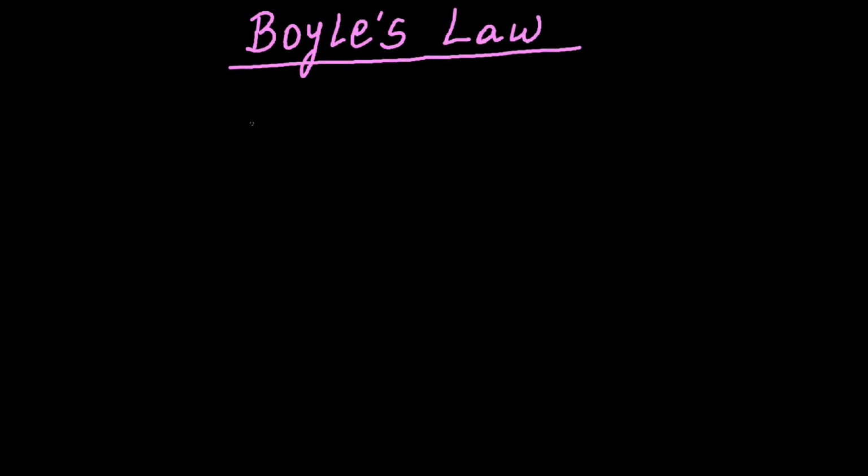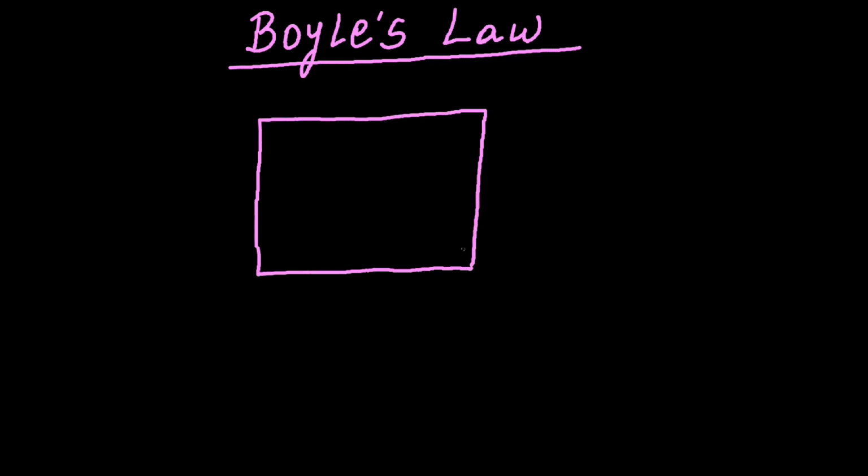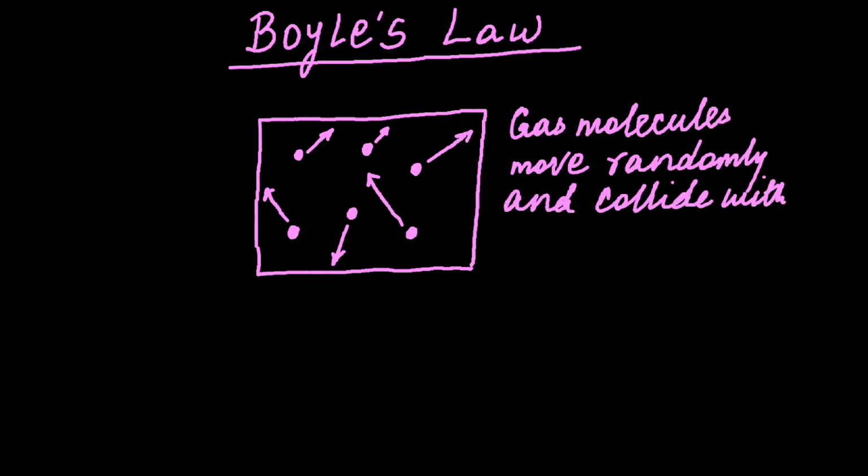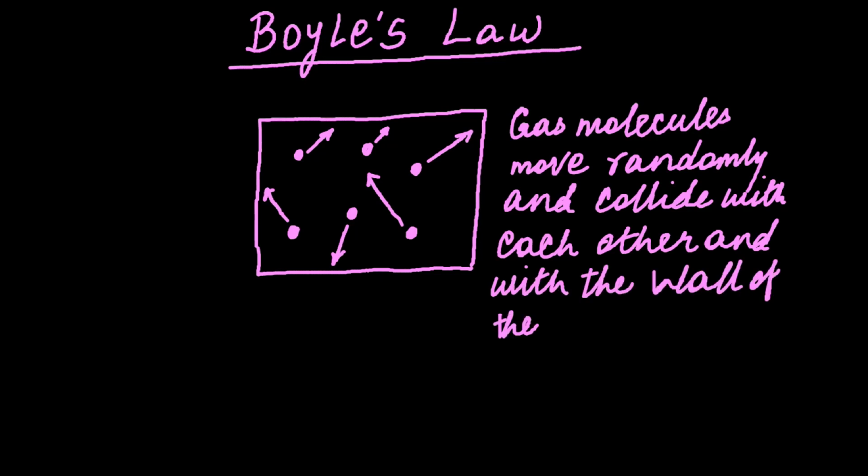Now, if you look at a gas which is enclosed in a container, clear? These gas particles, the molecules of the gas, are in constant random motion. So these particles will move randomly, collide with each other, collide with the walls of the container, and so on. So gas particles or gas molecules move randomly and collide with each other and with what? And with the walls of the container.